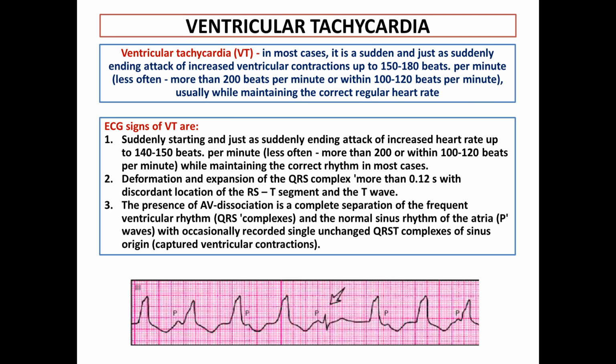ECG signs of ventricular tachycardia are a suddenly starting and just as suddenly ending attack with a high frequency, deformation and expansion of QRS complexes more than 0.12 second, and also discordant location of the ST segment and the T wave. You see ST segment and T wave discordancy, and the presence of AV dissociation, a complete separation of the frequent ventricular rhythm and the normal sinus rhythm of the atrium. You see here is a full dissociation of P wave and QRS complexes.